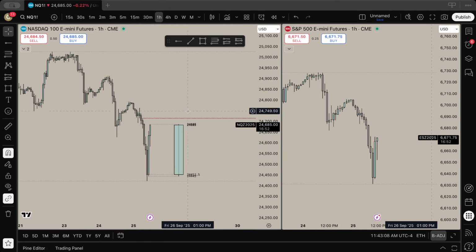But yeah, guys, once you learn the skill of finding a draw on liquidity, you can apply it to any single time frame. That's how I swing my options. As you guys know, I've been doing that for a little bit.